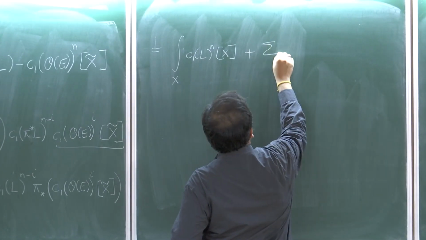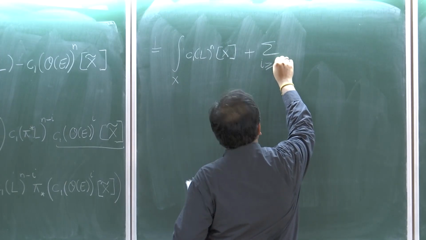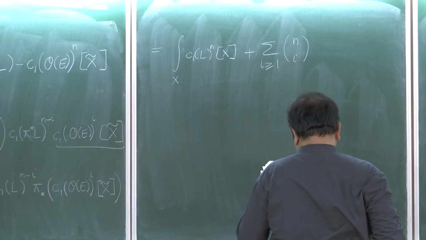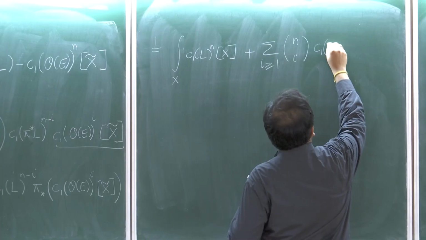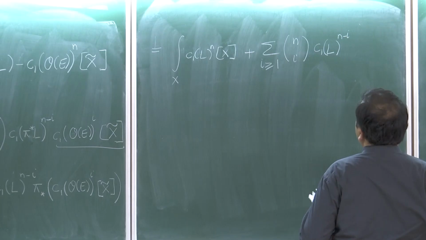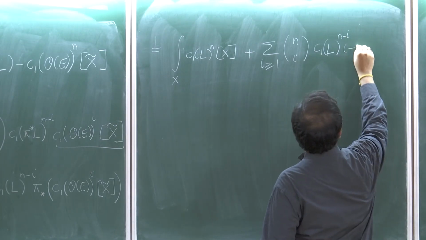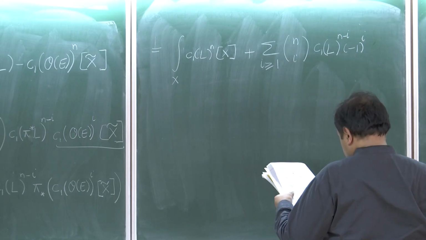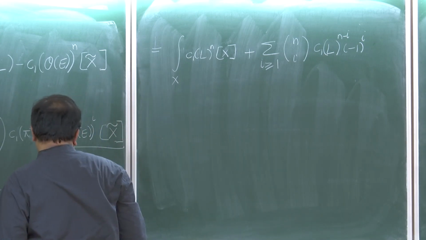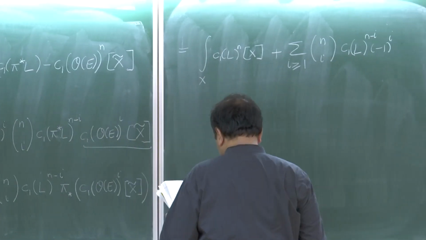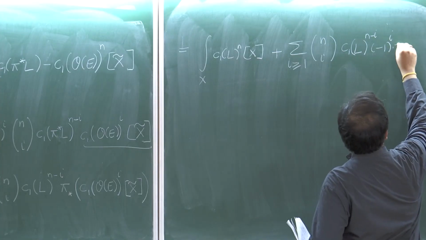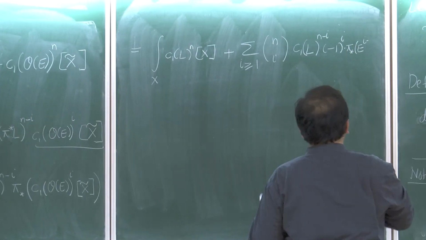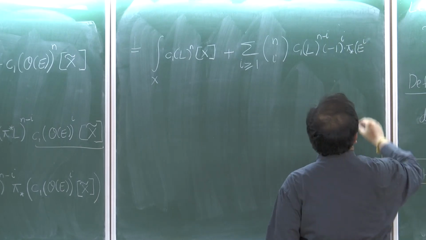I'll write this term separately, and then I will write plus summation I greater than or equal to 1, n choose I, of C1 of L to the power n minus I, and what I get is minus 1 to the power I, and now I will write this as just E, so pi star of E to the power I, times x tilde.